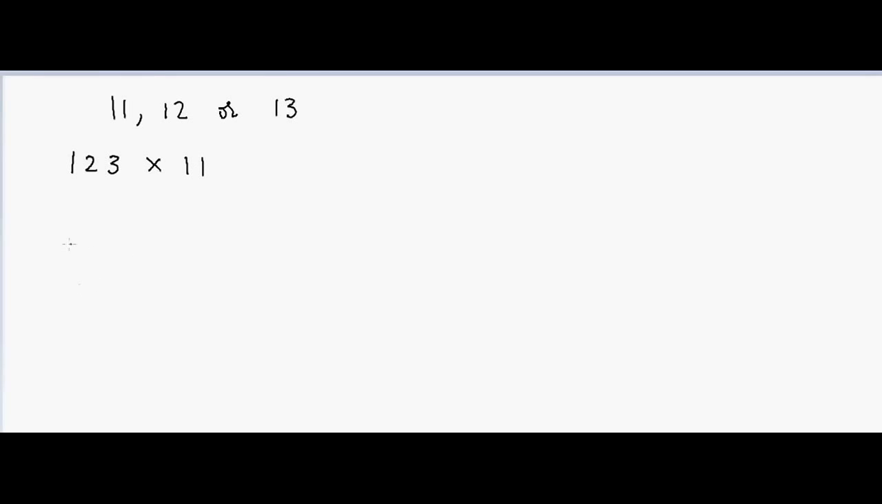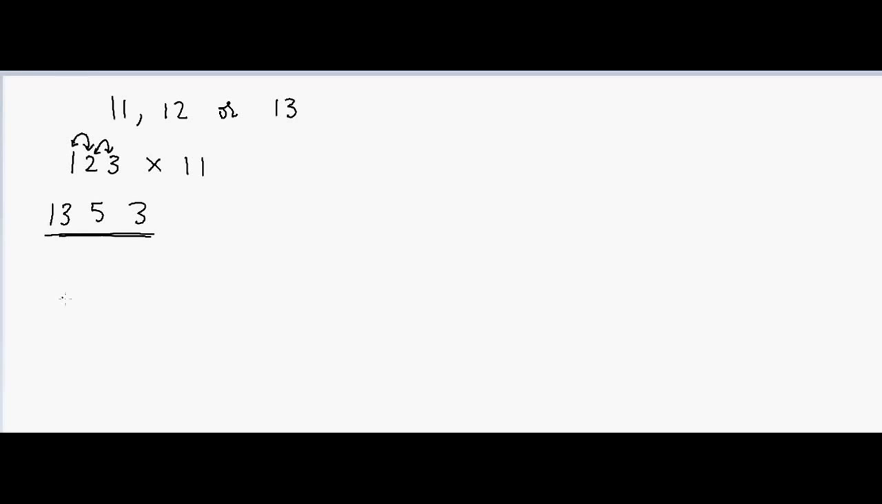In that case, first I'll just take the last term, so I'll say 3 here, and then I'll add 1 and 2 together. If I add 1 and 2 together, that will be equal to 3, and then I'll add 2 and 3 together, that will be equal to 5. So my answer will be equal to 1353.